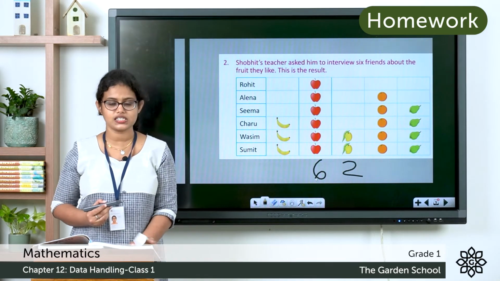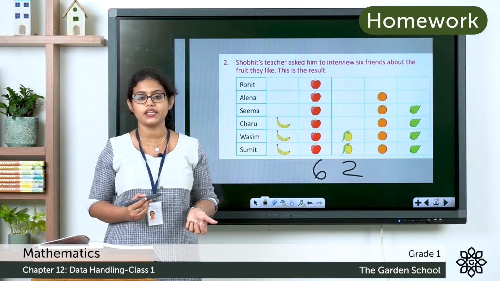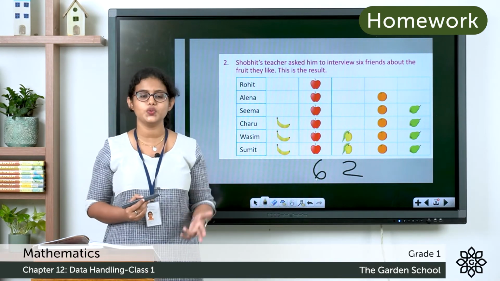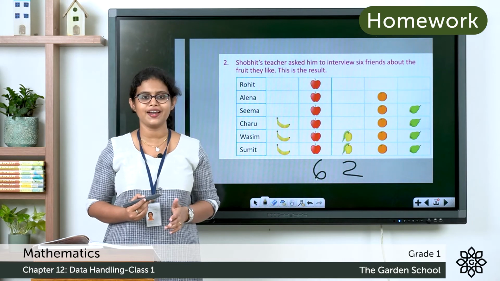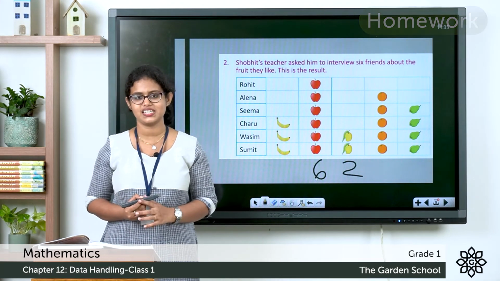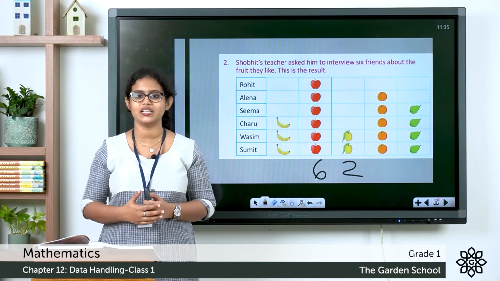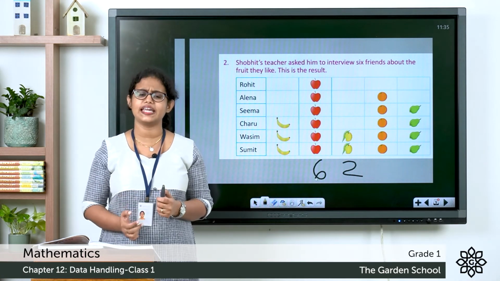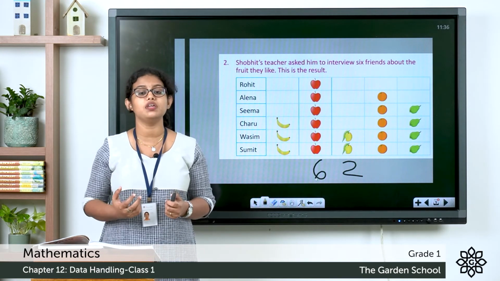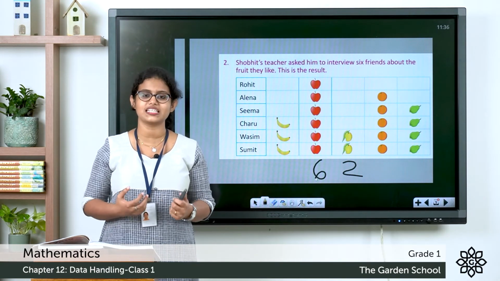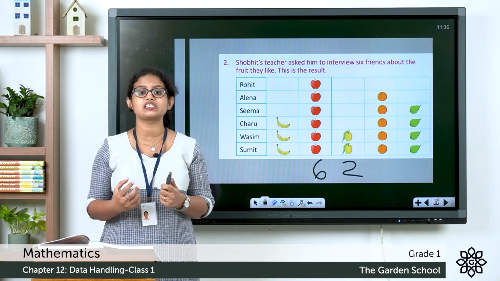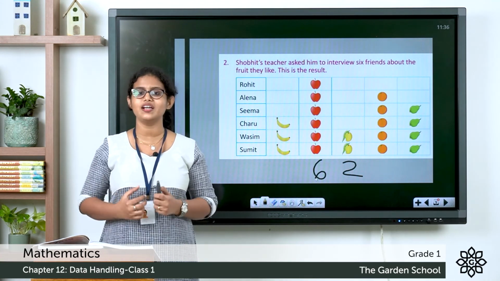So both these activities, that is in page number 171 and page number 172, you can do as an activity. Once you are done, take a picture and you can send to Microsoft Teams. So I hope you all are clear with the chapter data handling. So it is nothing but, what is data all about? It means information. And what is data handling? It means gathering information and presenting them in a meaningful manner.